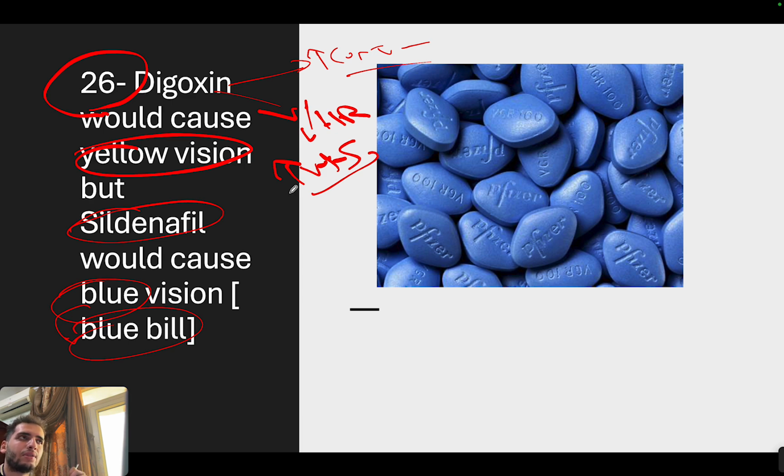Now, the way we treat digoxin toxicity is by something called the digibind or DigiFab. And what you need to know also is that hypokalemia can cause digoxin toxicity, but digoxin toxicity can cause hyperkalemia. So hypokalemia can cause digoxin toxicity, but digoxin toxicity would cause hyperkalemia, okay?